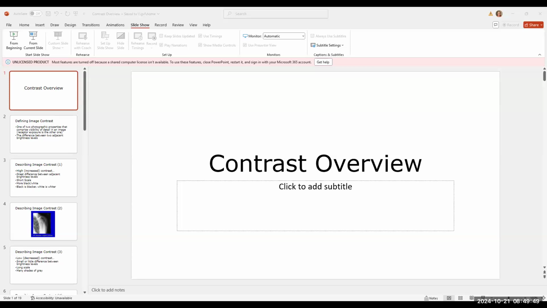What is subject contrast? That's the difference in attenuation of tissues of the remnant beam. So subject contrast is the difference in how the tissues absorb the radiation, differential absorption. I don't know if I have that question on here or not. I can't remember. What affects subject contrast?